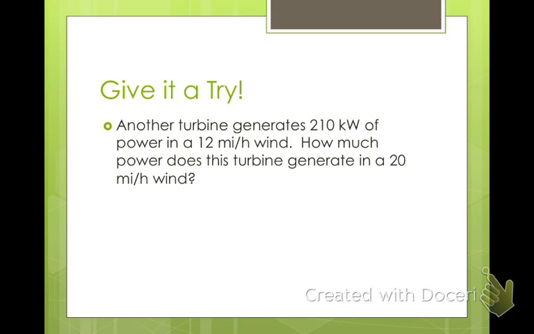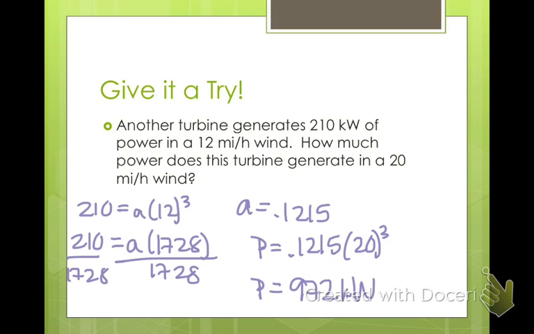All right, and then here's another one that's just like it. I will assume that you guys can do it, but if you'd like to, you can go ahead and try this one as well. I'll go ahead and throw up the answer here really quick. Alright, so here's all the work laid out. So you just put in the 12 and the 210, you solve for a, you plug a back in, solve for the 20 to find your power. I got 972.